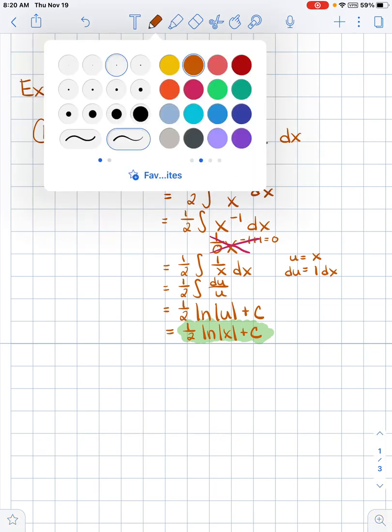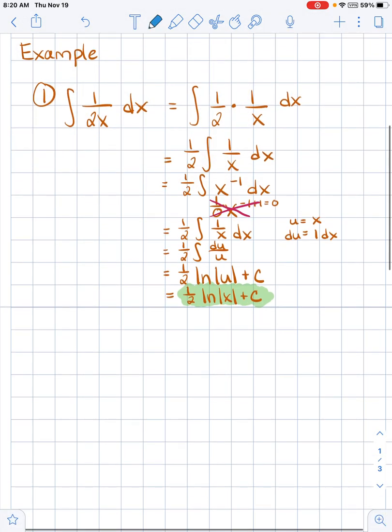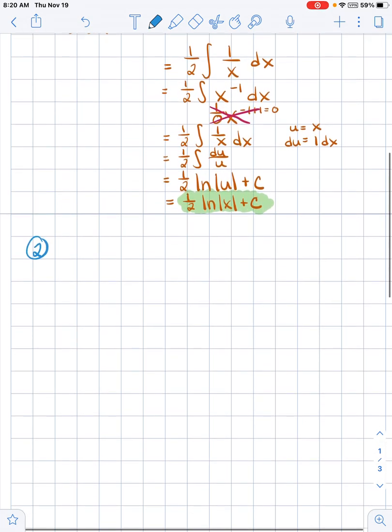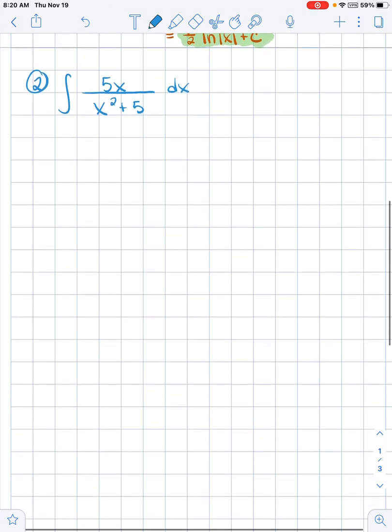Okay, let's try a different example. I'm going to let you try this one. Number 2, oh, that's a good color, I like that one. I want you to try this, please. 5x over x squared plus 5 dx. Okay, pause this. I want you to go give it a try and come back.